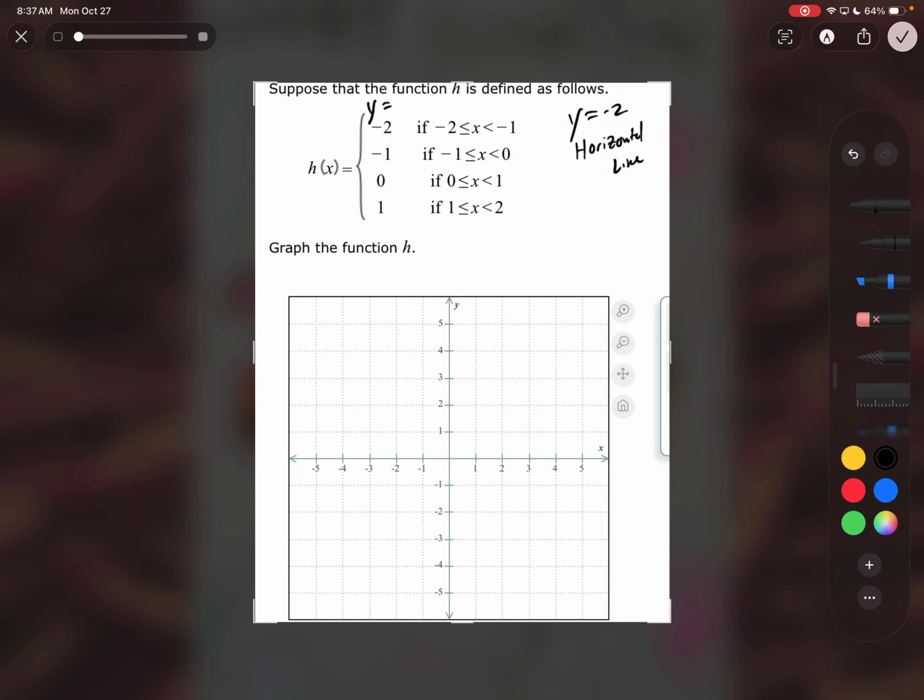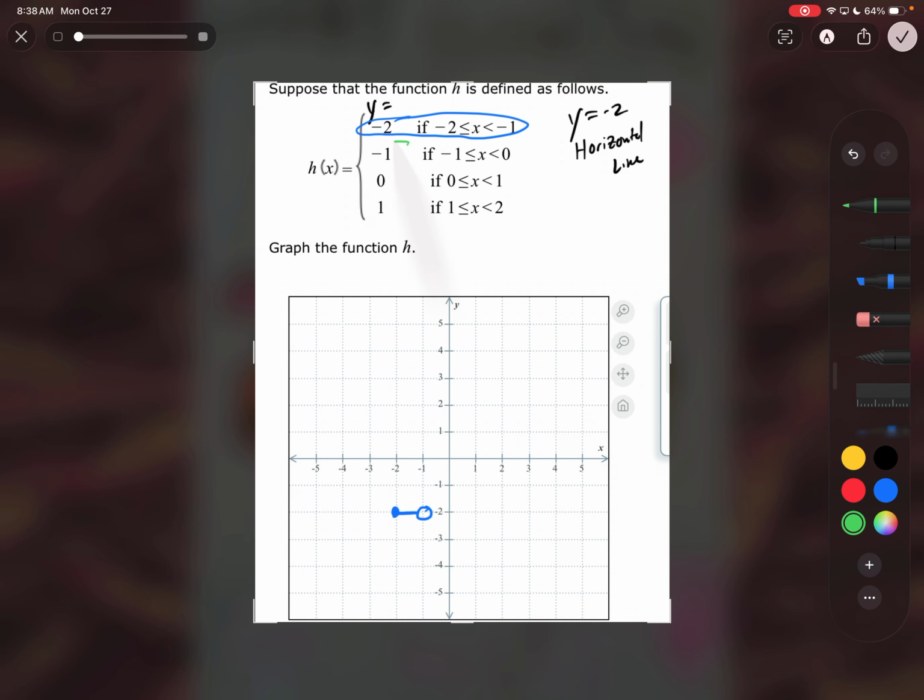So this is saying anytime x is between -2 and 1, my graph is going to be a horizontal line at y equals -2. Okay? Okay, so we'll make this one blue right here. So I am going to go to x equals -2. It is less than or equal to, so I'm going to put a solid circle, and it is open at -1. And it is a horizontal line in between.